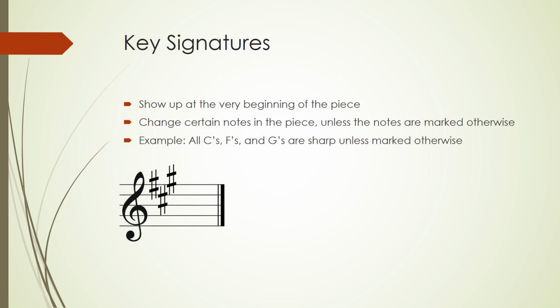Then we have key signatures. Key signatures are used to show which notes are sharp and flat throughout the entire piece. They are written at the very beginning to the right of whatever clef the piece uses. They change certain notes within the piece unless the notes are marked differently. In this example on the slide, you see that there are sharp symbols on the C, F, and G. This means that all C's, F's, and G's in the entire song are going to be sharp unless they're marked otherwise in the music.